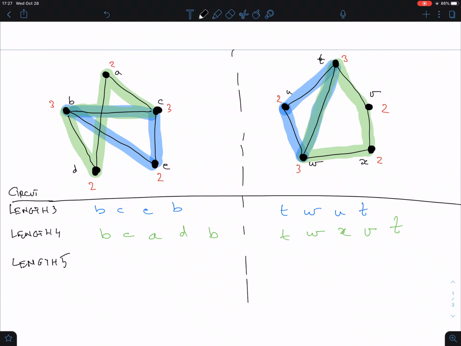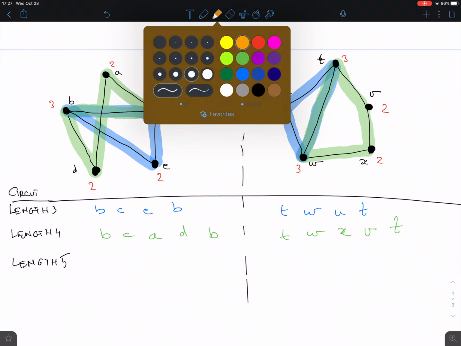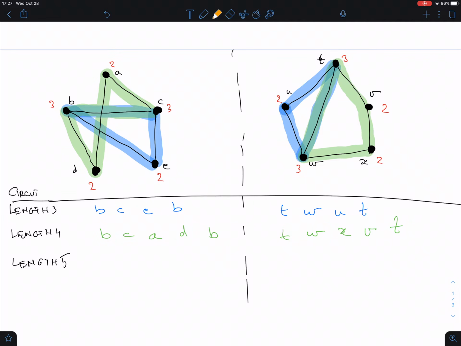And yes, there is one of length 5. I'll do this one in orange. So I can go, wait, let me first do it before I draw it. So this way, this way, this way, this way. No. 1, 2, 3, 4, 5, I think, right? Orange. I lost it again. 1, 2, 3, 4, 5. Yes. And here this one is again much easier. I just walk around.